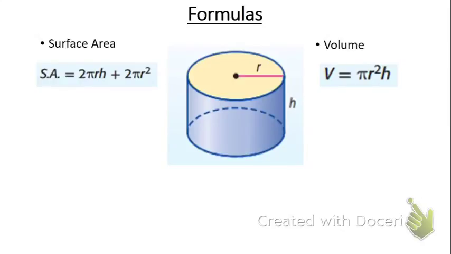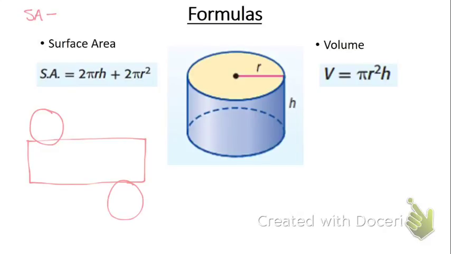Okay. So, there's two different formulas we need to understand and why they are the way they are. So, the surface area for a cylinder is 2 pi RH plus 2 pi R squared. So, why is it 2 pi RH? Well, if you think about the surface area formula for a prism, we do the perimeter of the base times the height plus 2 times the base area.